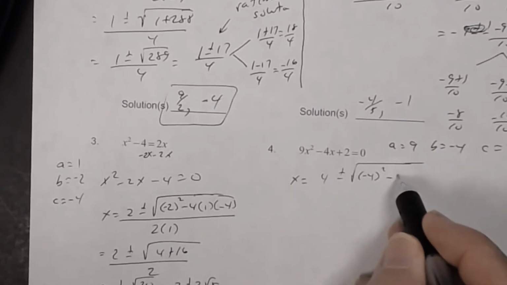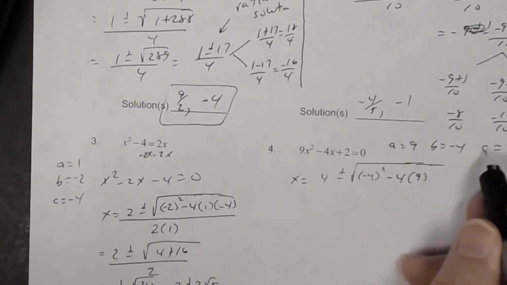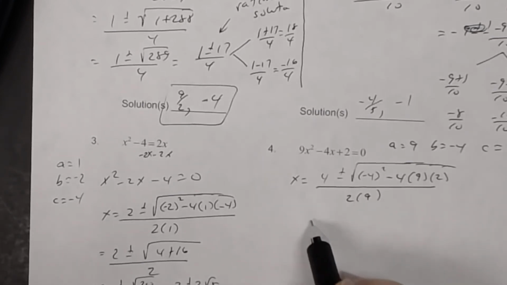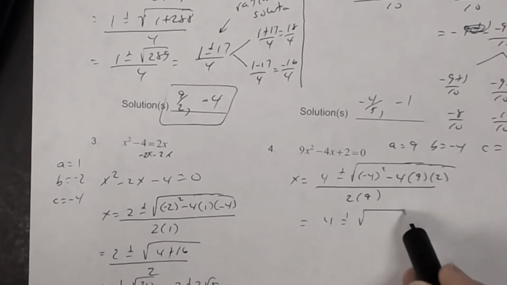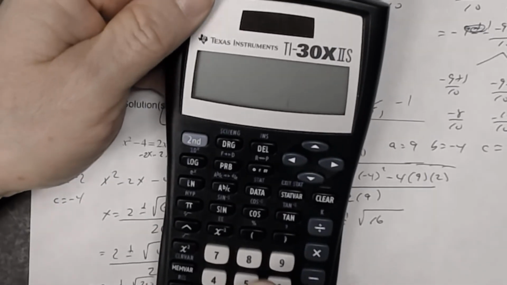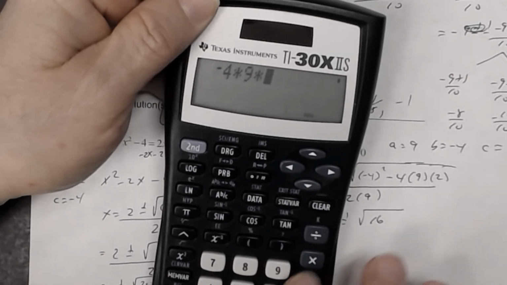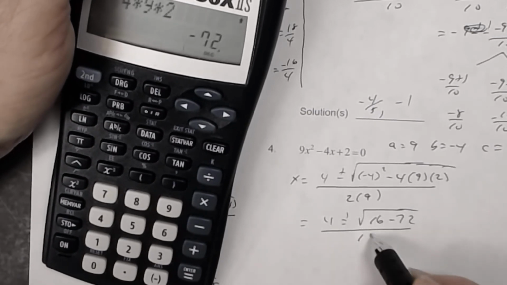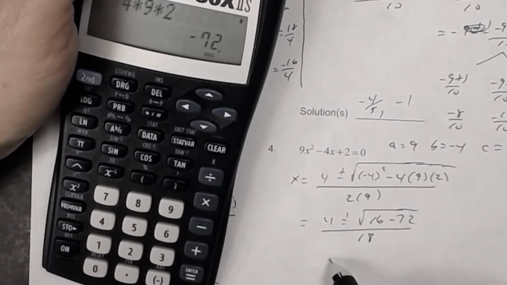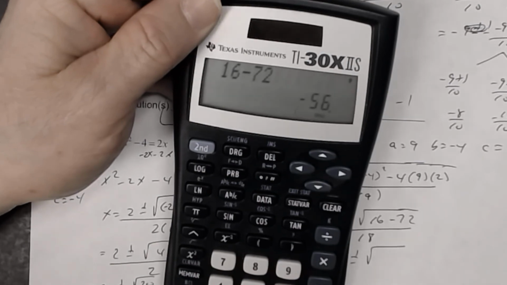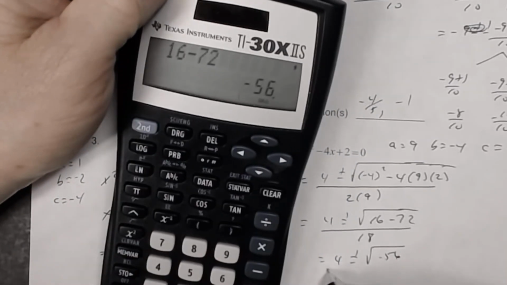Put that in parentheses. Minus 4 times a, which is 9, times c, which is 2. All divided by 2 times a, which is 2 times 9. So I get 4 plus or minus the square root of negative 4 times itself, which is 16. All right, let's talk about this. So negative 4 times 9 times 2 gives me negative 72, right? So that's 16 minus 72, all divided by 18. So I get 4 plus or minus the square root of 16 minus 72, which gives me negative 56, all divided by 18.